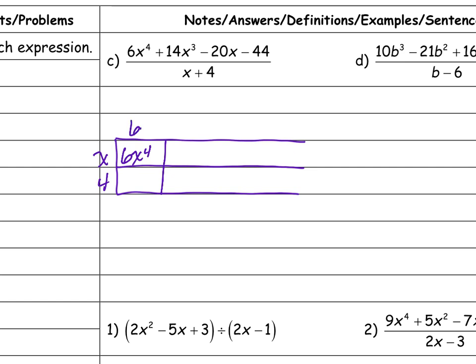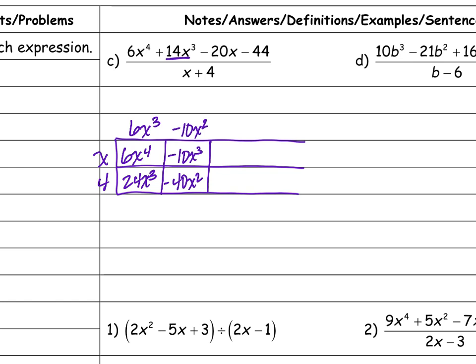Yeah, we'll see if my answer is 6x cubed. And then I'm going to take 6x cubed times 4, 24x cubed. So what do I add to 24x cubed to get 14x cubed? I think that would be negative 10x cubed. And then what do I multiply x by to get negative 10x cubed? Negative 10x squared. Good so far, Skips. So that would be negative 40x squared.